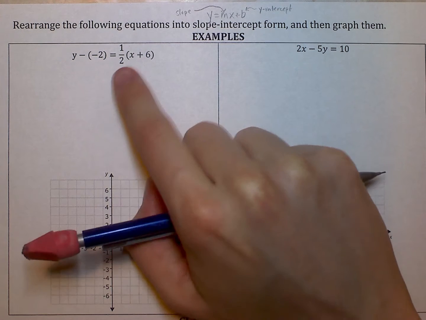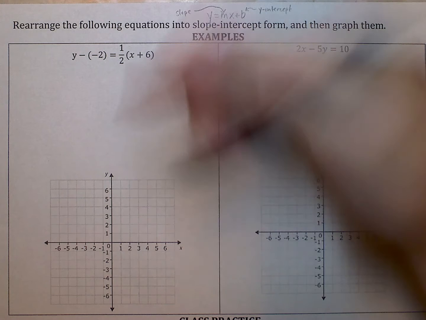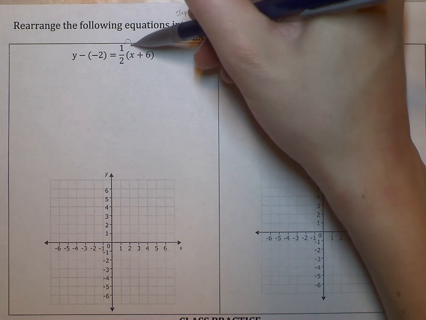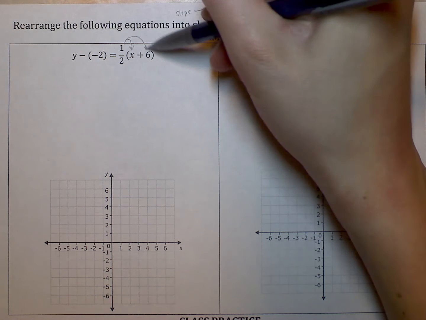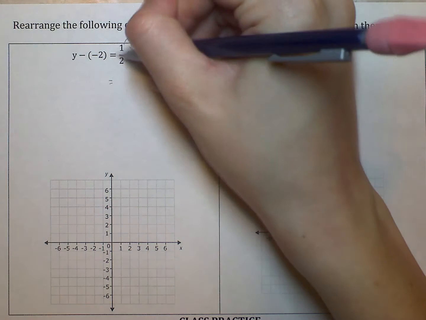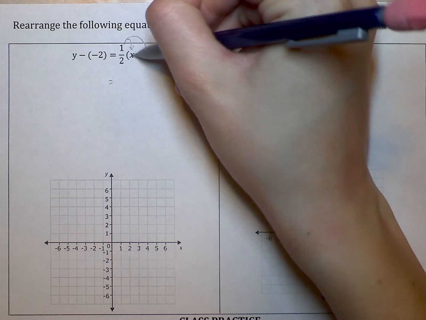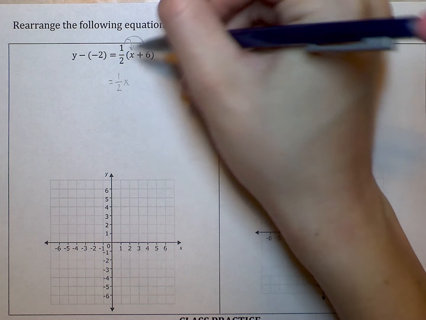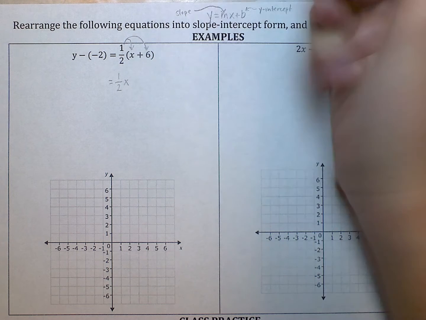Well, first of all, here, there's no parentheses. So we can pretty easily get rid of these parentheses by distributing. So the first thing I'm going to do is distribute. And distributing is multiplying. So I'm on the right side of the equation right now. 1/2 times x, well, I don't know what x is, so that just is 1/2 x. And 1/2 times 6, you can think of this in a couple different ways.